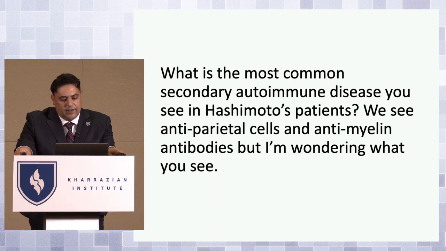What is the most common secondary autoimmune disease you see in Hashimoto's patients? We see anti-parietal cells and anti-myelin antibodies, but I'm wondering what you see. Well, for sure, the most common autoimmune reactivity in Hashimoto's is celiac disease, transglutaminase 2. And then the next most common autoimmune reactivity we see is neurological autoantibodies, just like you. So if you're seeing a lot of anti-myelin antibodies, I'm seeing the same thing. I'm seeing a lot of co-autoimmunities in neurological tissue target proteins, whether it's GAD65, or cerebellum for cerebellar autoimmunity, or just basic myelin protein.